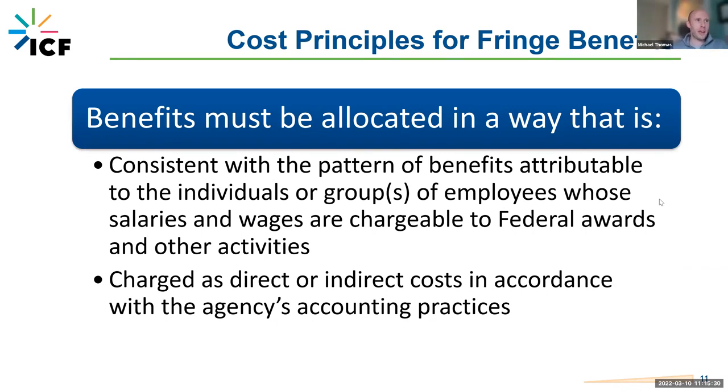And so benefits must be allocated in a way that is consistent with the pattern of benefits attributable to the individuals or groups of employees whose salaries and wages are chargeable to federal awards, and they must be charged as direct or indirect costs in accordance with your accounting practices. What we are saying basically here is that you should charge your benefits in the same way that you charge salaries. So if you're breaking your salary out proportionally for an employee and allocating it to different programs, then for the particular pay period where you break that out, you would break out the benefits associated with their pay in that pay period the same way. That's basically what we're saying.